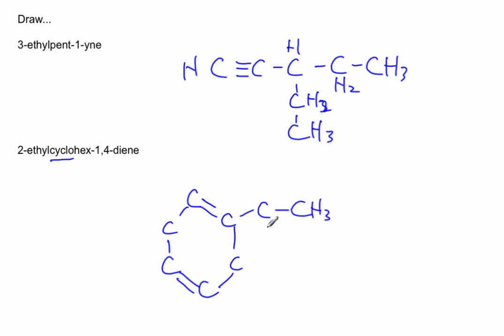Now I can saturate with hydrogens. Carbon 1 can take a single hydrogen. Carbon 2 has 4 bonds already, so it can't have any. Carbon 3 can take 2. Carbon 4 can take a single one. Carbon 5 can take a single one. And carbon 6 can take 2. And so there's 2-ethyl cyclohex-1,4-diene. So the system really works.